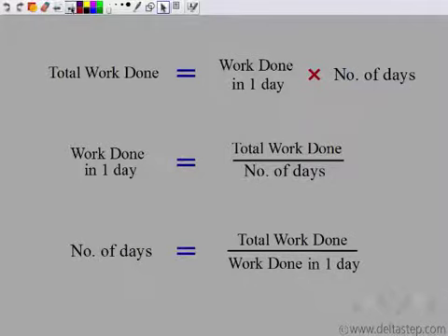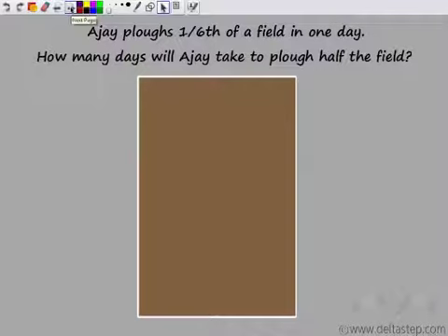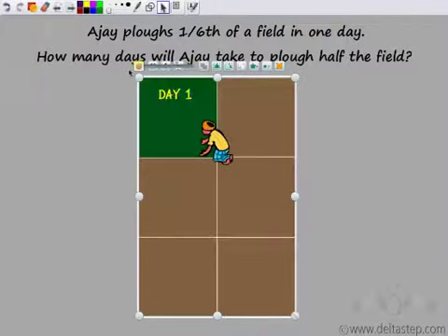So let's start. Let's say that Ajay plows 1/6 of a field in one day. How many days will he take to plow half the field? So I know that Ajay plows 1/6 of a field. That is, if I divide this field into 6 equal parts, he will do one of those equal parts. So let me divide this field into 6 equal parts, and this is the work that Ajay does in one day. One of these 6 equal parts. So this is his one day work.